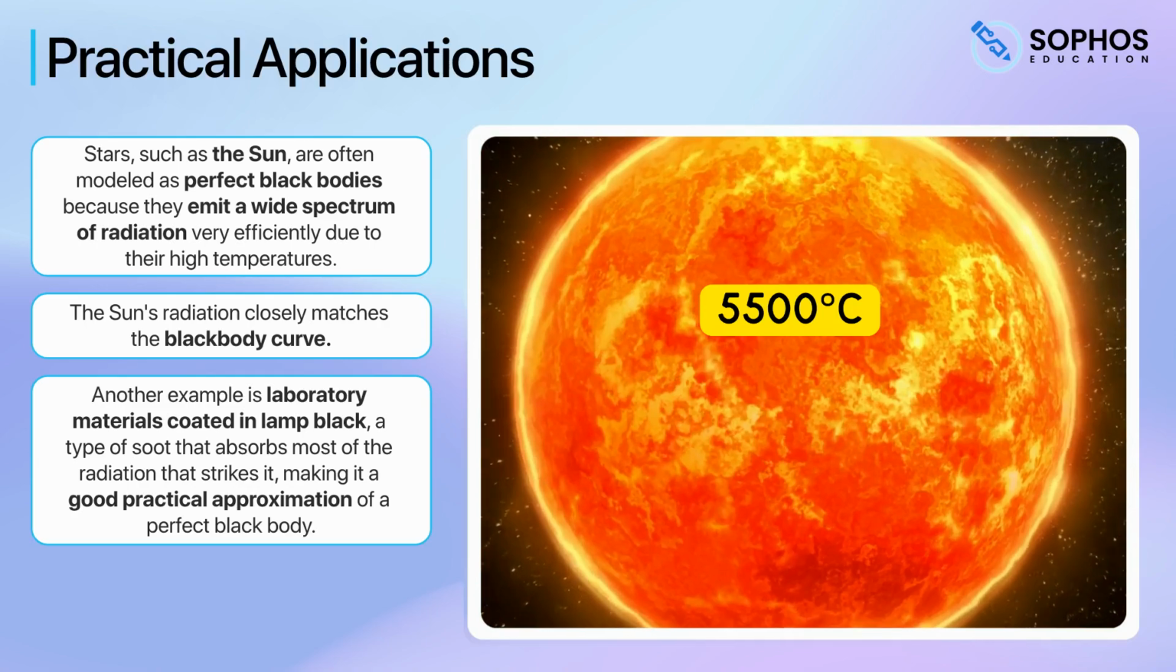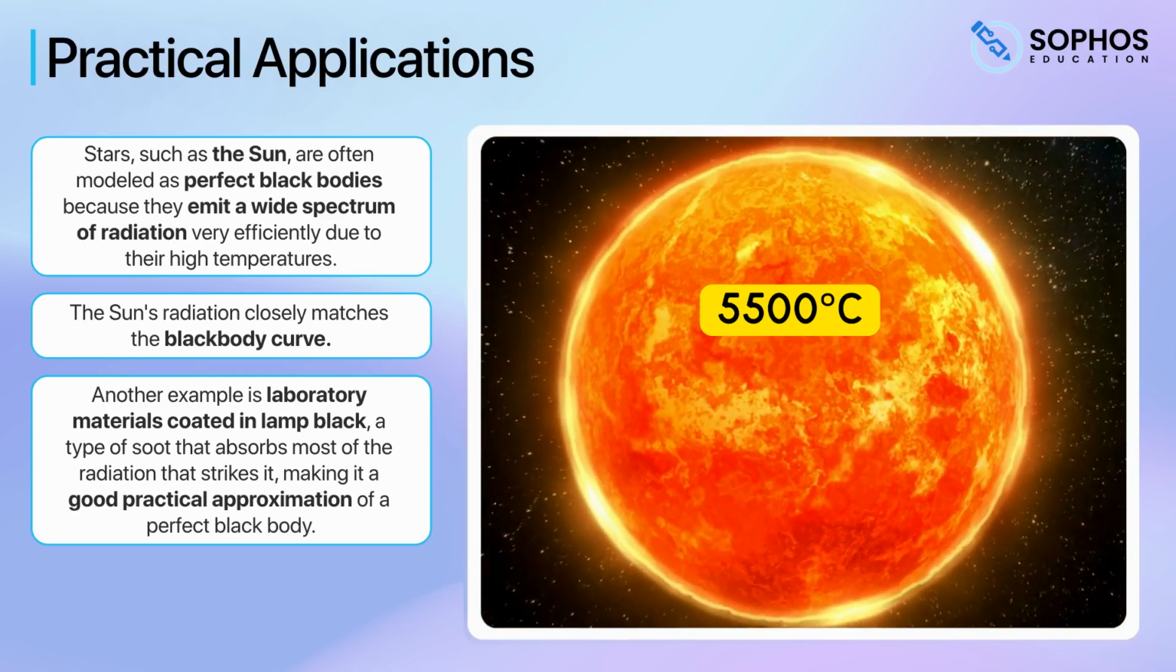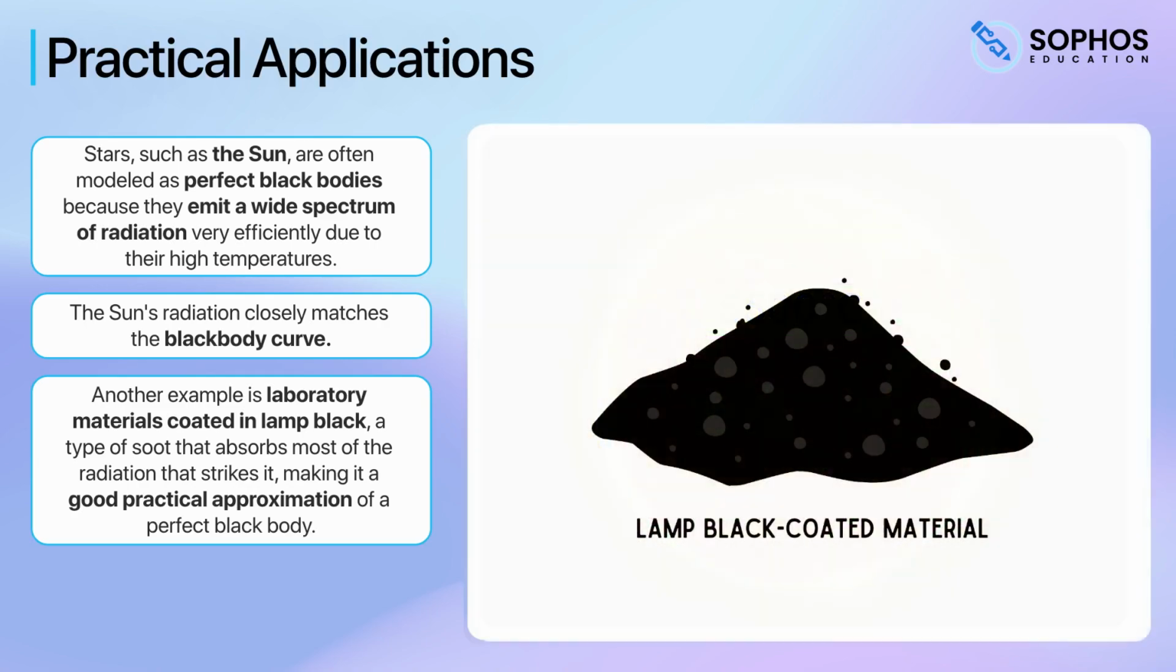Another example is certain laboratory materials, such as those coated with lamp black, a type of soot that absorbs most of the radiation that strikes it, making it a good practical approximation of a perfect black body. Scientists use such materials in experiments to study the principles of black body radiation.